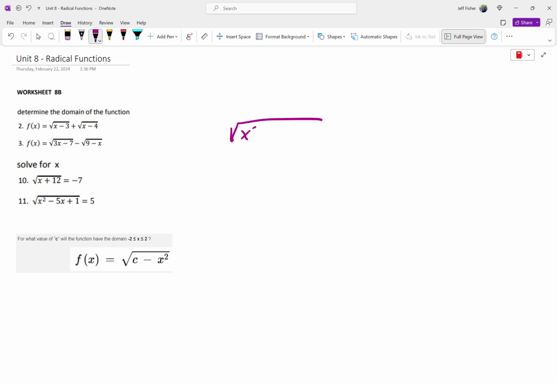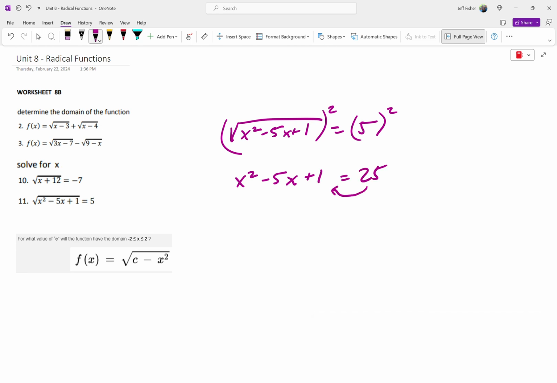Okay. Square root of x squared minus 5x plus 1 equals 5. Again, the spirit behind this is to square both sides. And we get x squared minus 5x plus 1 equals 25. Now we can set this equal to 0 by moving our 25 over. x squared minus 5x minus 24 is going to then equal 0. Now we need factors that multiply together to get -24 and add together to get -5. That's going to be an 8 and 3 combination, I think. So we're going to have x minus 8, x plus 3, both equaling 0.